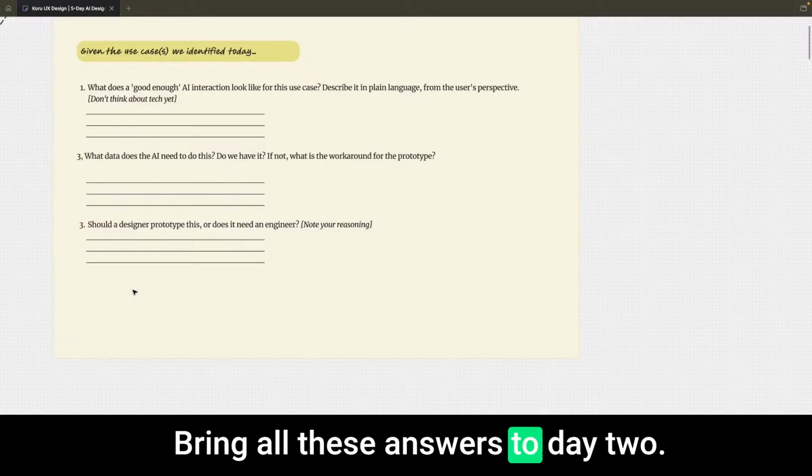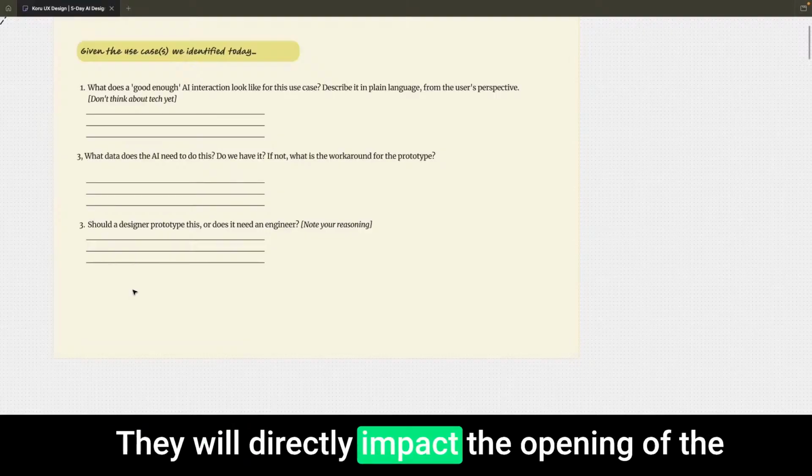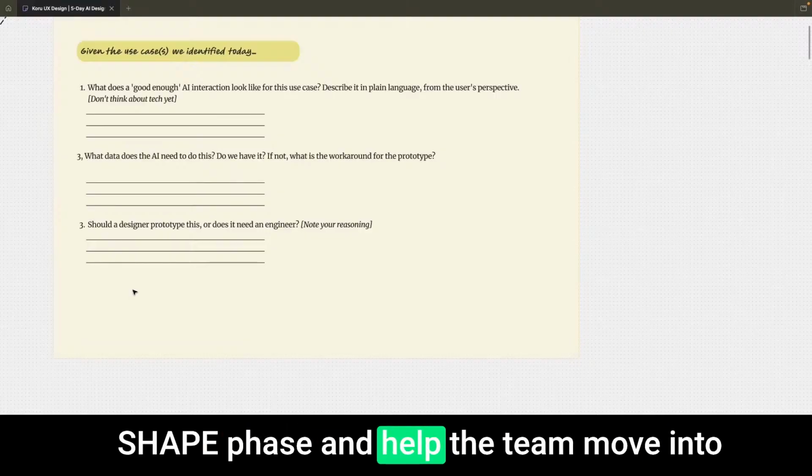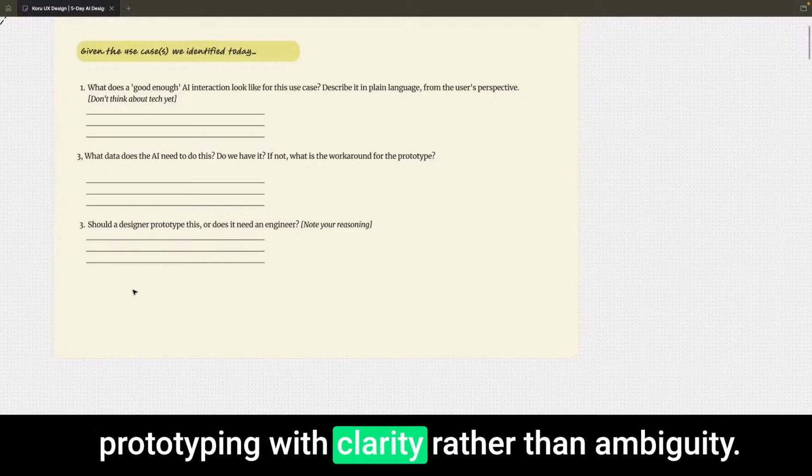Bring all these answers to day 2. They will directly impact the opening of the Shape phase and help the team move into prototyping with clarity rather than ambiguity.